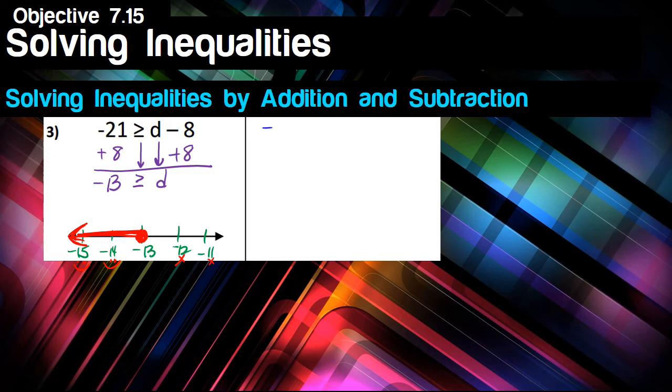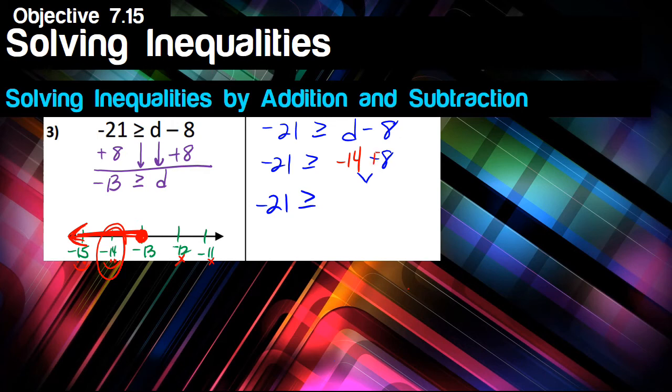Then let's go ahead and check to see if we did this inequality correctly. So we were at our original equation. Let's go ahead and fill in negative 14 for d. And let's do our order of operations here on the right-hand side this time. So negative 14 plus negative 8 is negative 22. So is this inequality true? Negative 21 is greater than negative 22. That means we did this inequality correctly.